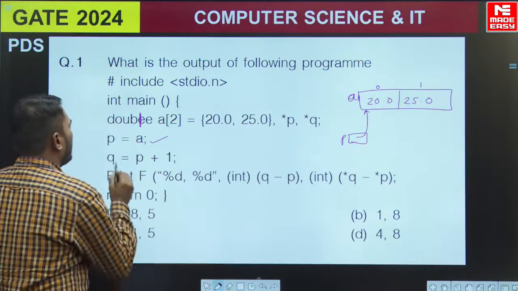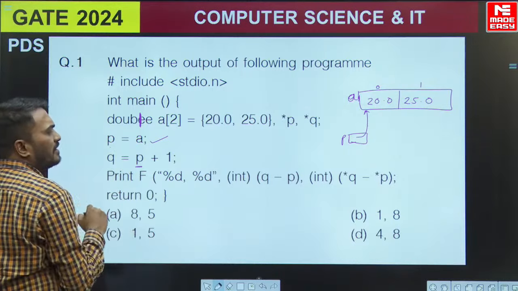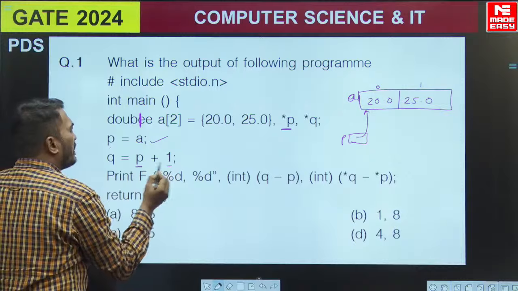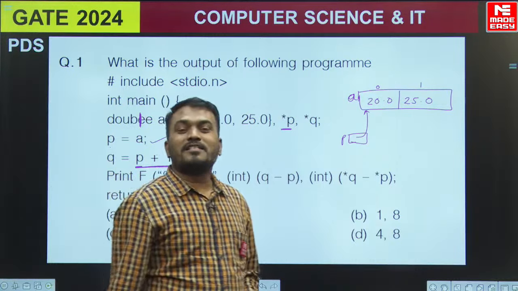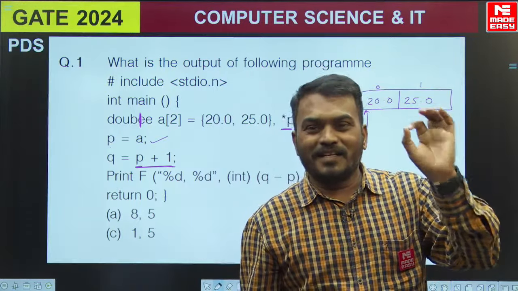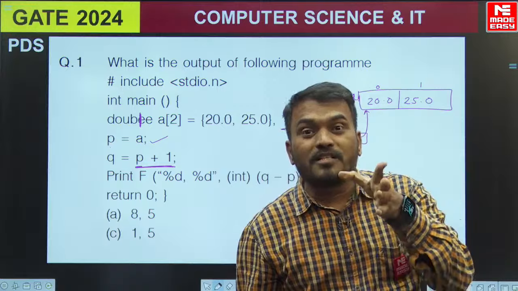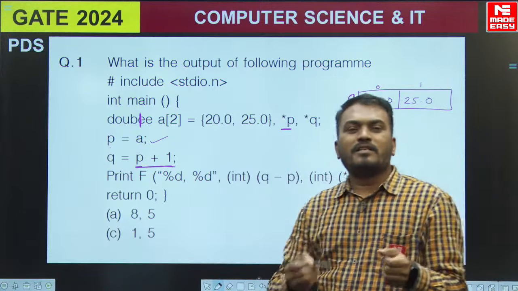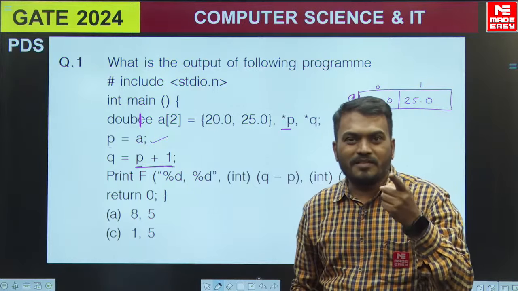Next, q = p + 1. See the declaration: p is a pointer, so p + 1 is pointer arithmetic. The important statement to study: whenever you increment a pointer, it will increment with respect to the size of the element to which it is pointing. Very clear statement.